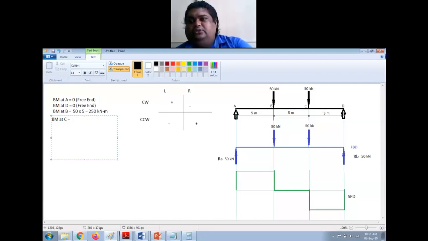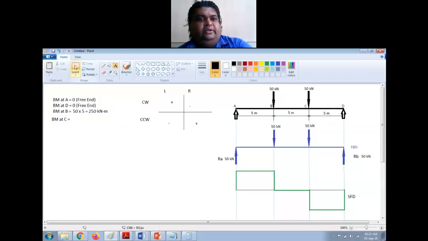So this is upward force, and it is making counterclockwise rotation on the right side. So right side counterclockwise, this is positive. So the value is again 50 kilonewton into 5 meter. So it will be same as this, right? So bending moment at C is also 250 kilonewton meter.